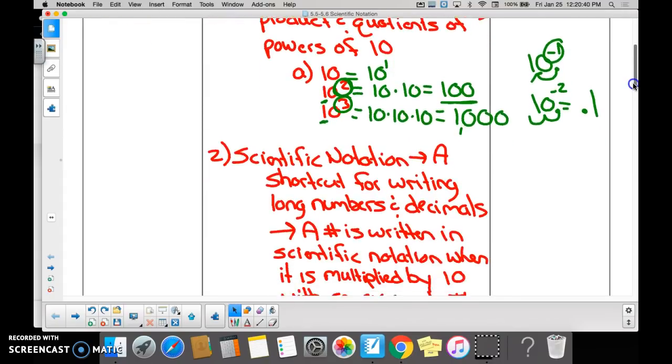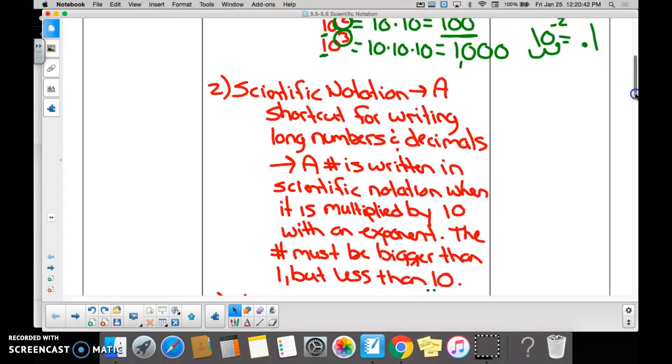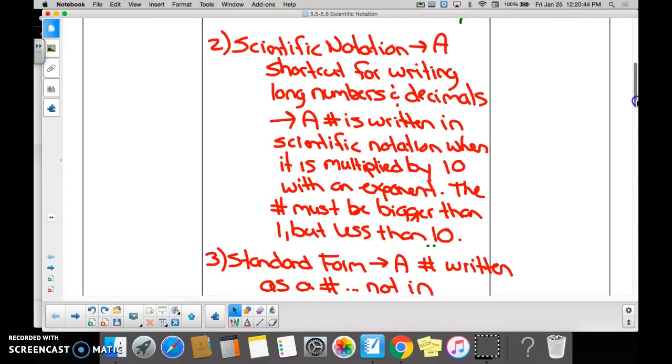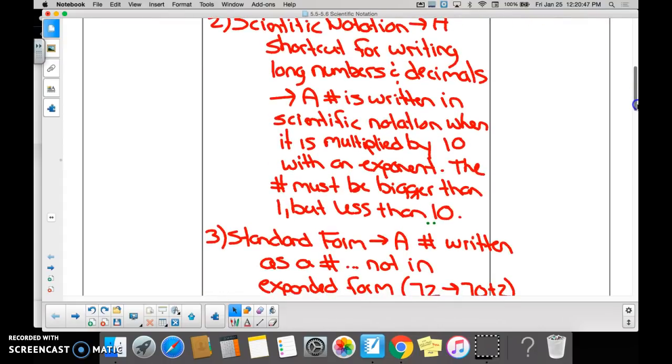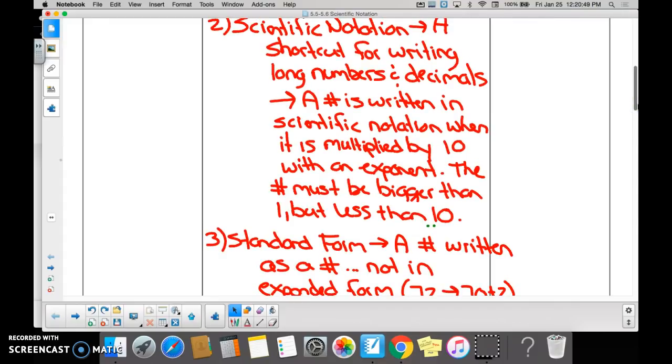Number 2, scientific notation is a shortcut for writing long numbers in decimals. You're going to have to remember that. I'll refer back to it. The bigger, broader definition, the one that you need to understand, is a number is written in scientific notation when it is multiplied by 10 with an exponent. So it's only multiplied by 10 and it has an exponent.